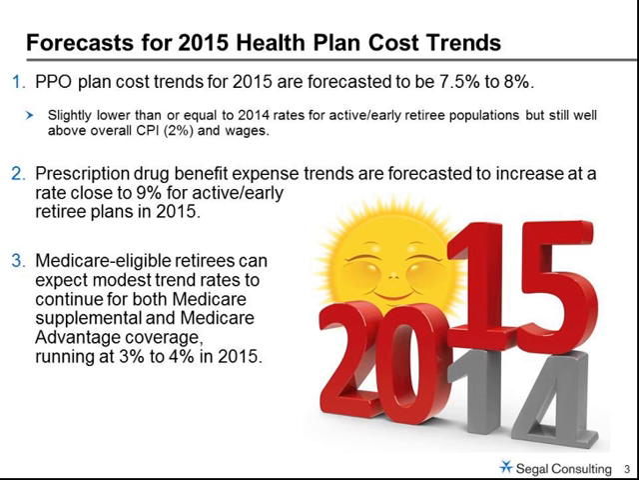And some good news is on the Medicare side: Medicare eligible lives, Medicare Advantage plans, Medicare supplement plans, they're still running at a pretty modest trend of 3 or 4%. So good news there. If you have a lot of Medicare eligible retirees that you cover, the trends continue to be running at a good rate.